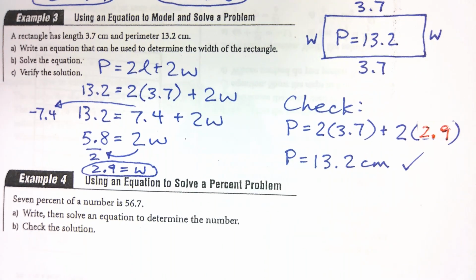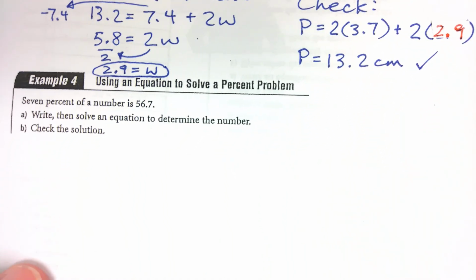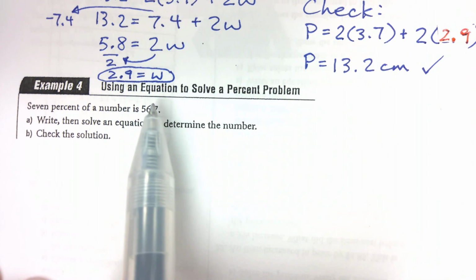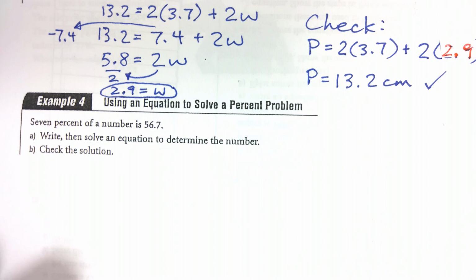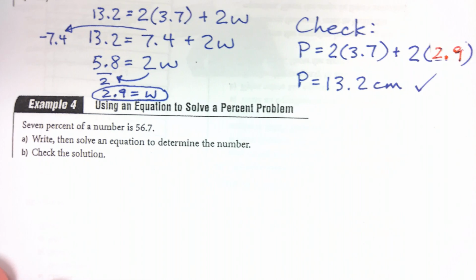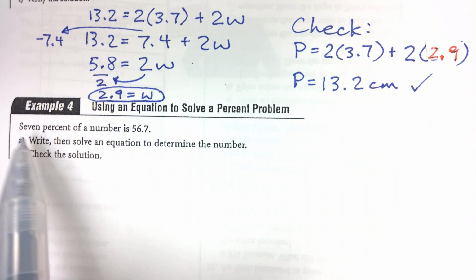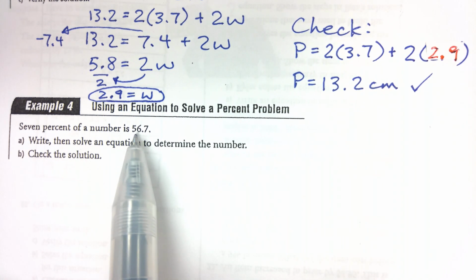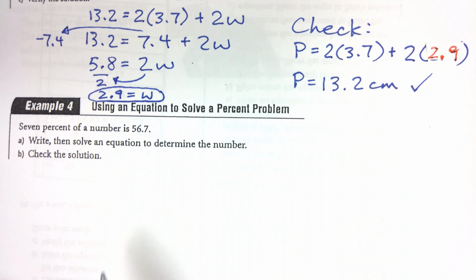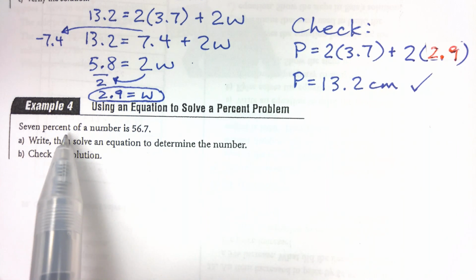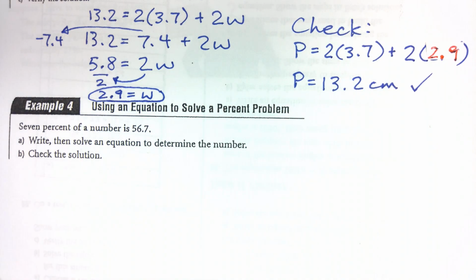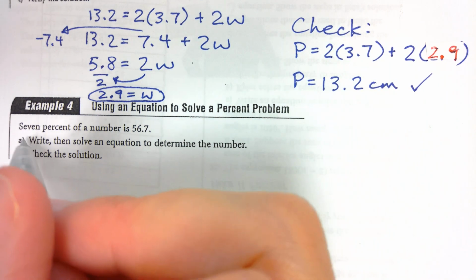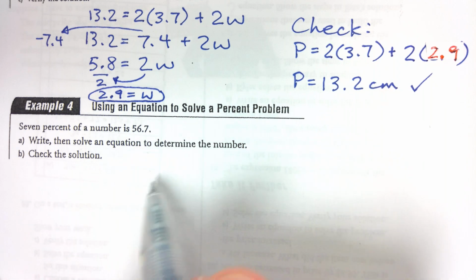Okay, last example. This one, we actually did something similar in chapter 1. So remember how I said every once in a while we'll go back to chapter 1, chapter 2, so that you don't forget what you did. 7% of a number is 56.7. Can we translate this sentence into a math equation?